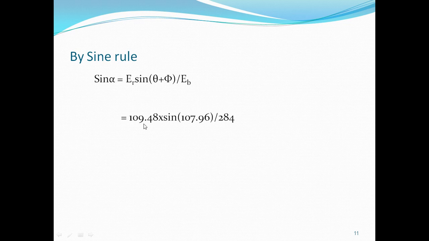So that is 109.48 into sine of 107.96 degrees divided by 284. Then we get sine alpha is equal to 0.36. So to get the alpha value, alpha is equal to sine inverse of 0.36. Then you can get the alpha value, that is 21.51 degrees. Any doubt in this one?